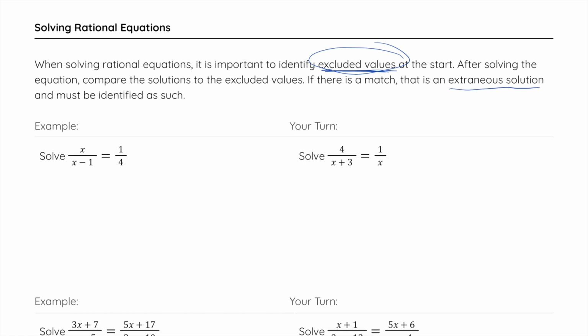It has a special name. It's called an extraneous solution. And so it's not a solution to the actual equation.